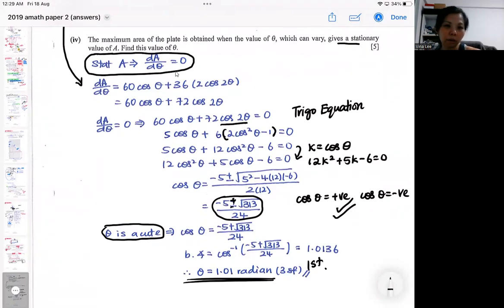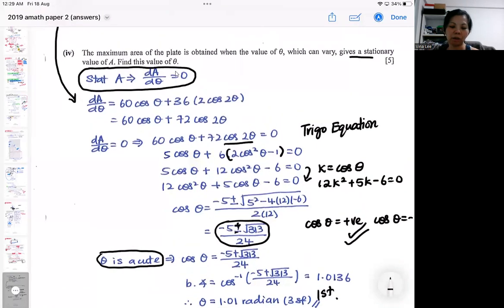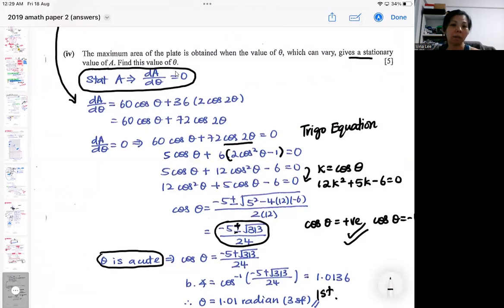So in case some of you are wondering, so do I need to prove that it's a maximum? If you can, try to prove that it's a maximum. To play safe, yes, you can. But if let's say time is running out, you realize that they only ask you to find the value of theta, then you can just skip that. But of course, if you can afford the time, please go and prove that it's a maximum. So how are you going to prove that it's a maximum? You can do the second derivative. That means you got to differentiate one more time, then punch calculator. Or you can do the first derivative.